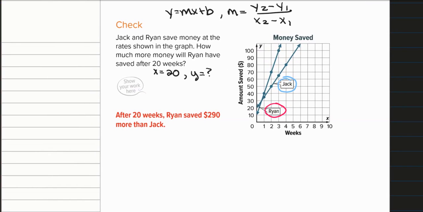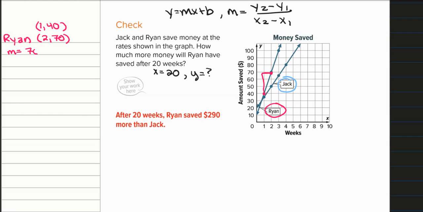So first, let's look at Ryan. Let's look at our 2 points on a graph for Ryan. So we have 1 point here and we have 1 point here. We could figure out our slope by using a triangle. Let's use our equation because sometimes we're not going to be able to do that. So let's figure out, Ryan has 2 points. So in 1 week, he saved $40. So we have 1, 40. And then it tells us in 2 weeks, he saved 70.